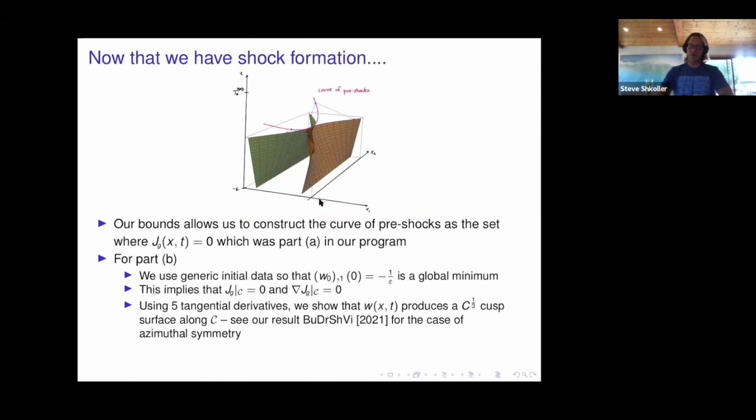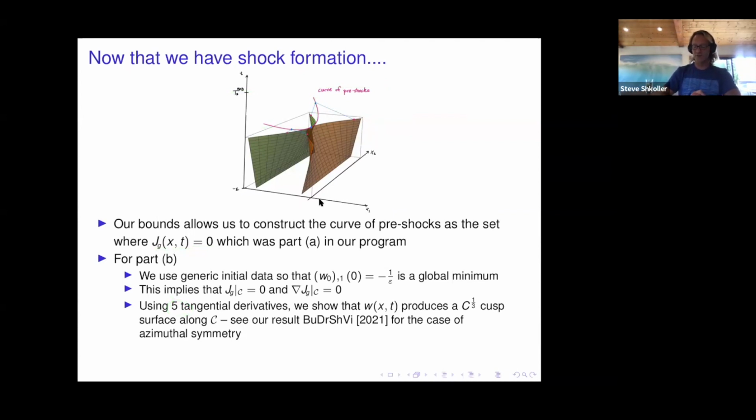So now that we have shock formation, where does this lead us? I just have one more slide. Our bounds allow us to construct this curve of preshocks as the set where JG is equal to 0. And this was what we proved in part A. So today's talk basically said, we have solutions that go way up to here. We can construct this curve of preshocks. We're kind of set.